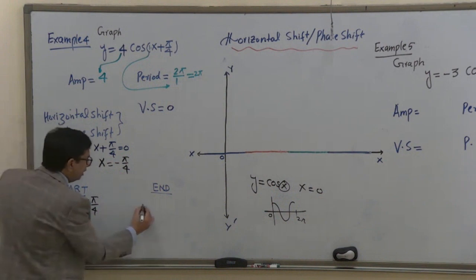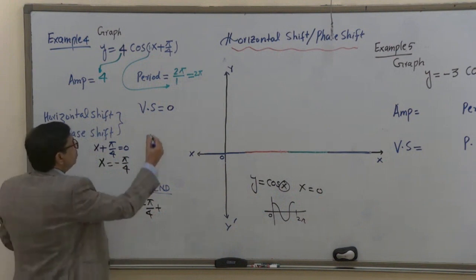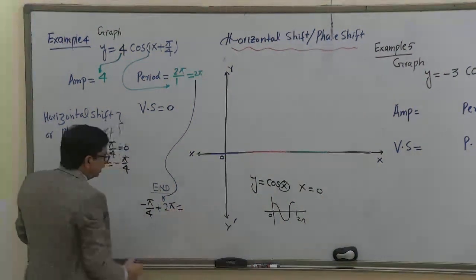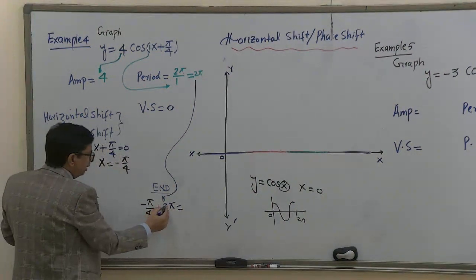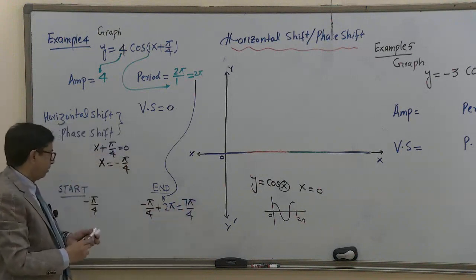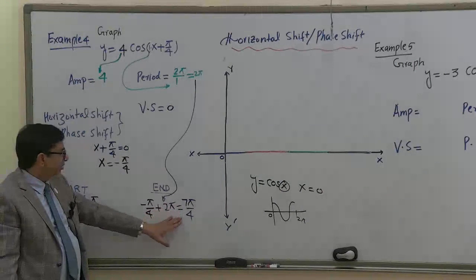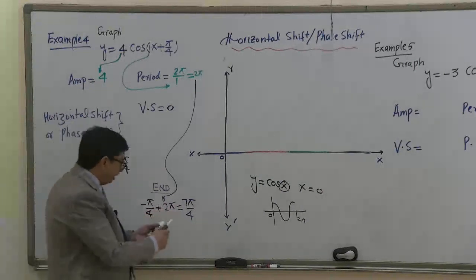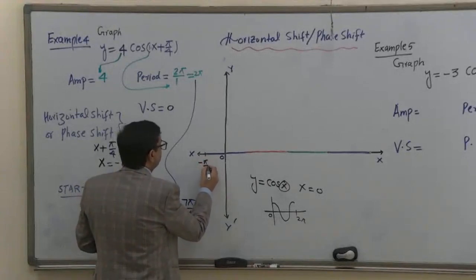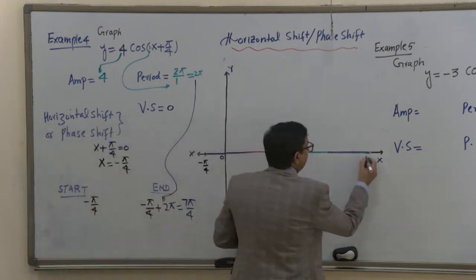Now, the end point is what? The end point is always calculated as the start point, negative pi over 4, plus this period. Add this period, 2 pi, and simplify. 4 times 2 is 8, 8 minus 1, 7 pi over 4. It means our graph starts from negative pi over 4 to 7 pi over 4. Negative means it is on the negative side. So you can see over here, this is our starting point, negative pi over 4, and then the end point is 7 pi over 4.